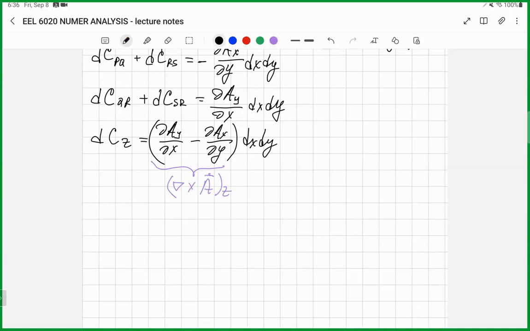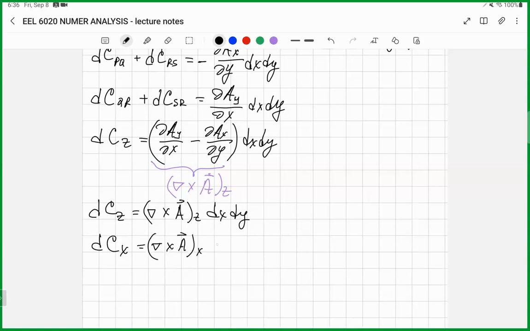And by analogy, we can write again. So let's rewrite this element of circulation through the z component of the curl times dx dy. And by analogy, we can write the elements of circulation for the x component: it's going to be the x component of the curl, and then dy dz. And for the last one, it's going to be the y component, dz dx.